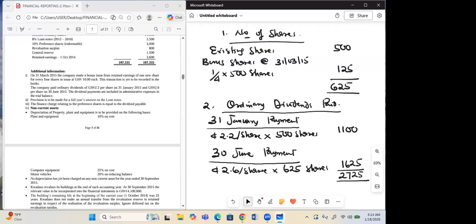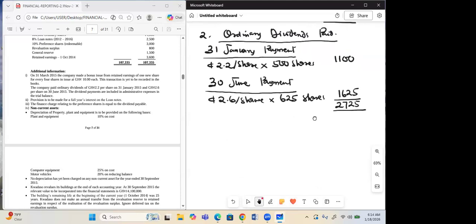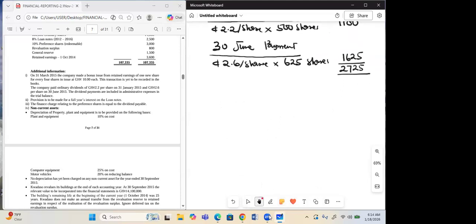2,725. And the question is telling that this dividend they have included in administrative expenses. Is it correct? Is dividend an expense? No. Dividend is charged in the statement of changes in equity. They have classified it in administrative expense, so we need to go and take it out. Is that clear? Yes.